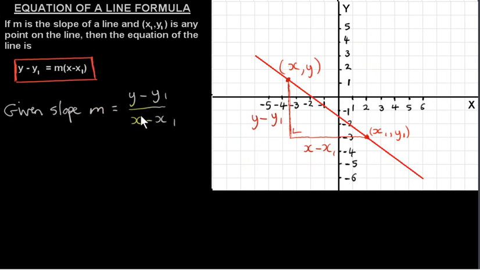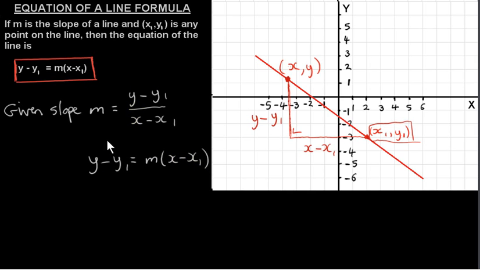So m was given to us, and x1, y1 is given to us as well. So the x, y is any point on the line, any general point on the line. So now this here is actually the equation of the line, and we just cross multiply, we get the more usual form: y minus y1 equals m times x minus x1.